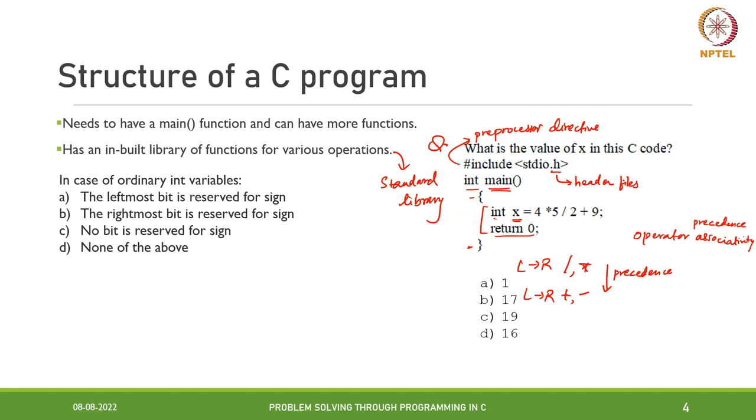Here we have operators of the same precedence, which are multiplication and division. So we will start solving from left to right. That will be 4 into 5, which evaluates to 20. Then we will divide it by 2, so this becomes 10. Then the operators of higher precedence are gone. You are left with the addition operator, which has lower precedence, so we just do plus 9, which gives you 19. So that is how the value of x becomes 19.